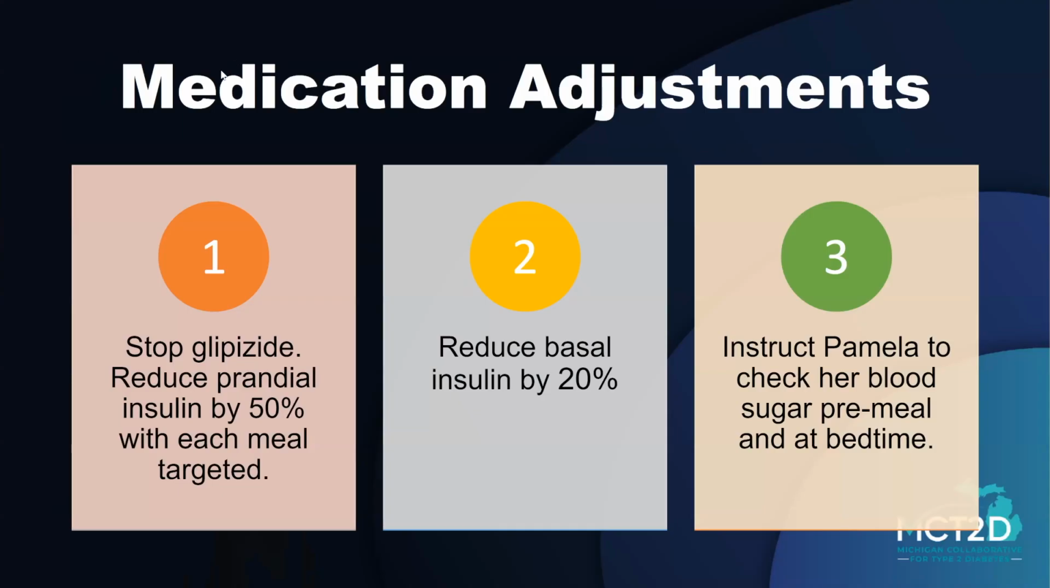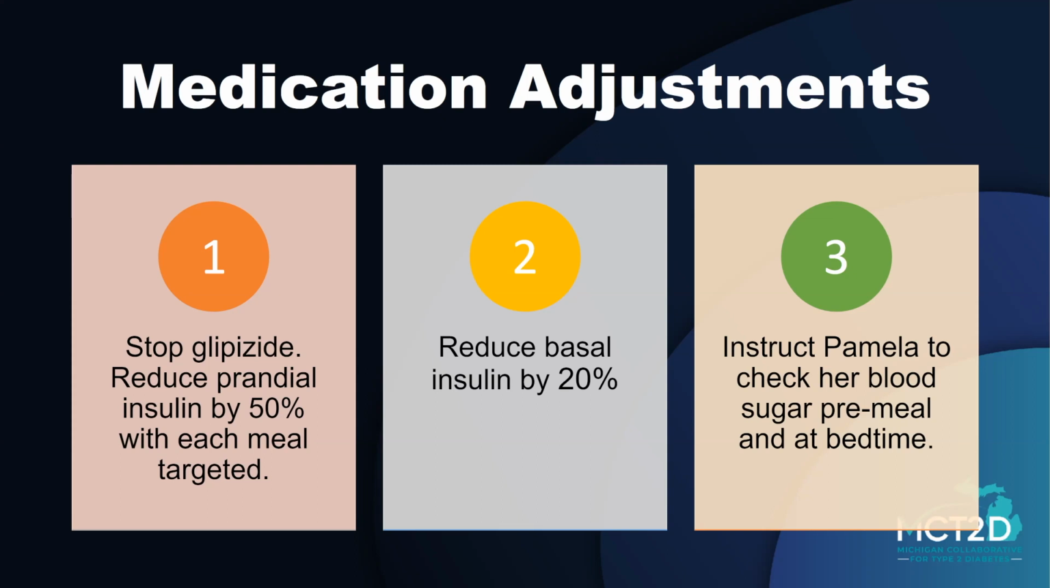So here's what we chose to do. First of all, stop the glipizide. That's an insulin secretagogue. It's making your pancreas produce more insulin. That's not what we're looking for right now. We also are going to reduce her pre-meal, preprandial insulin by 50% with each meal as we target the dietary change. So when she works on her breakfast, that's when we could reduce her preprandial insulin for her breakfast meal.